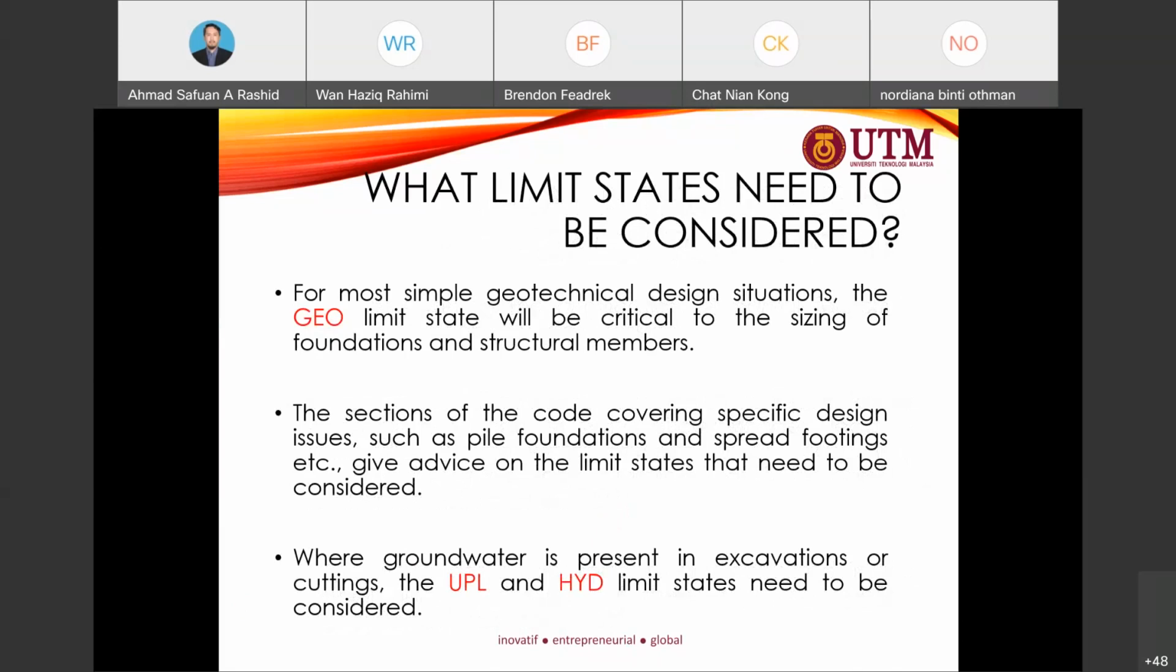For most simple geotechnical design situations, the GEO limit state will be critical to the sizing of the foundation and structural member. As I told you, this is the common limit state to be used. The sections of the code covering specific design issues such as pile foundation and spread footing give advice on the limit states that need to be considered.